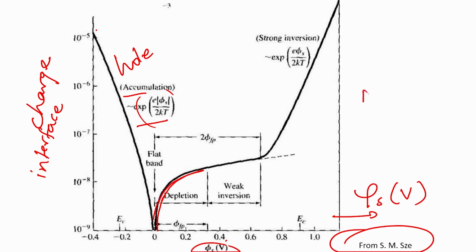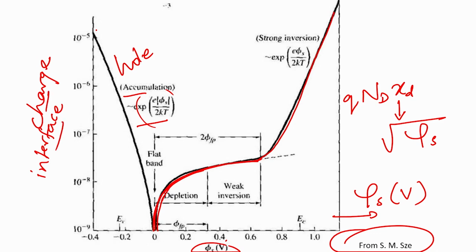And how does the charge vary? It is QND into XD. And how does XD vary with phi s? It varies as the square root of phi s, and that is what is being reflected in this characteristic here. So, you see a square root of phi s dependence. And then finally, you hit inversion wherein the electrons start appearing at the interface and you have an exponential increase with respect to phi s. So, it is a nice summary of all the charges in the semiconductor, I should say semiconductor rather than the interface.